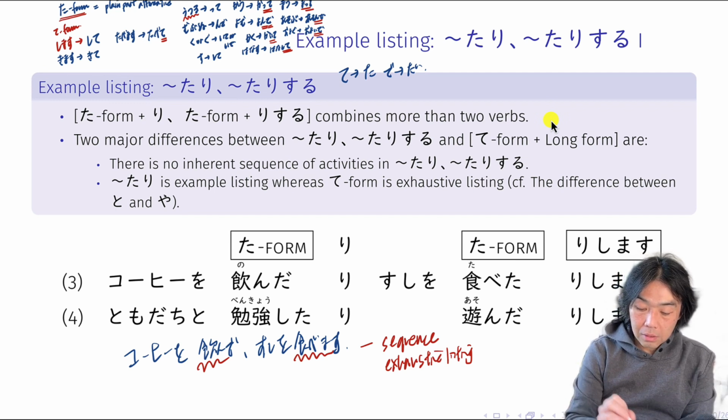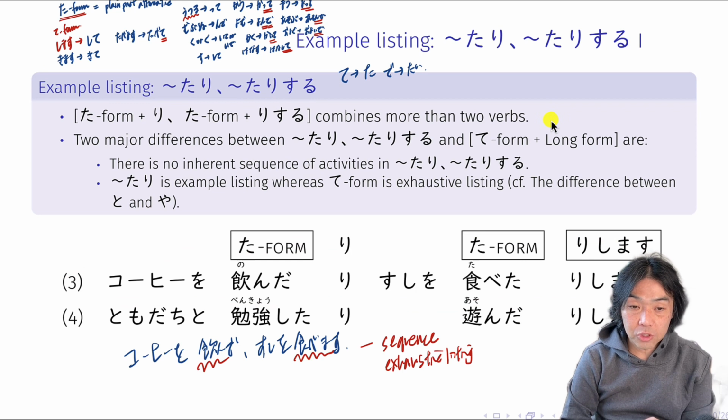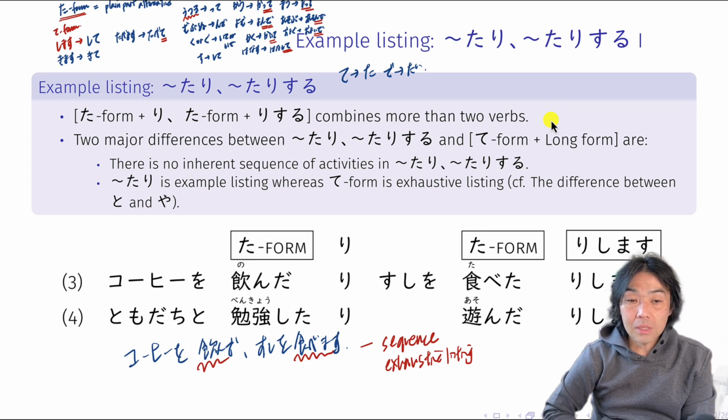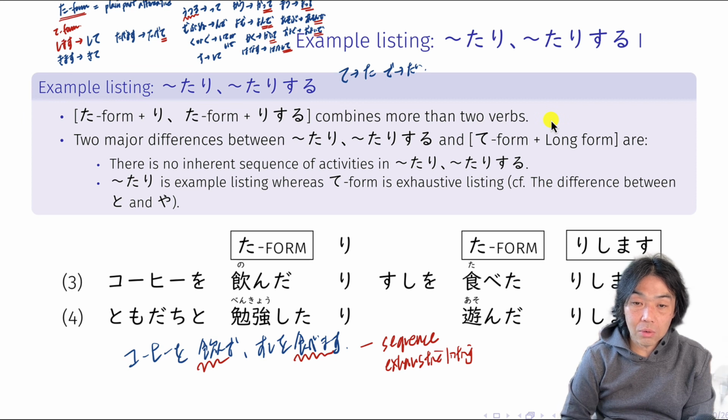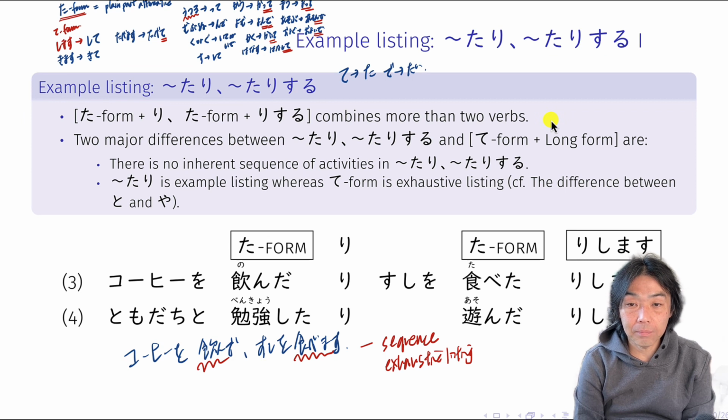When you use tari tari, so this structure, none of these assumptions hold. Right? So if you say コーヒーを飲んだり、寿司を食べたりします, there's no strict sequence. You're just showing the examples. So maybe you ate sushi first, but you can still say コーヒーを飲んだり、寿司を食べたりします because again, タリタリ doesn't imply there's a sequence. Okay, that's the first thing.